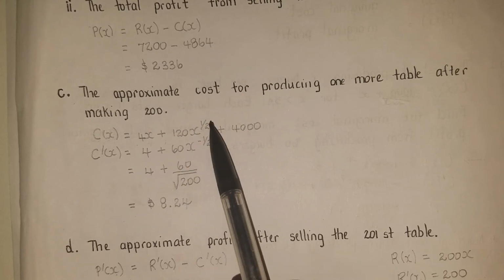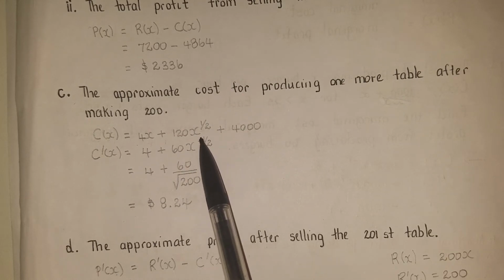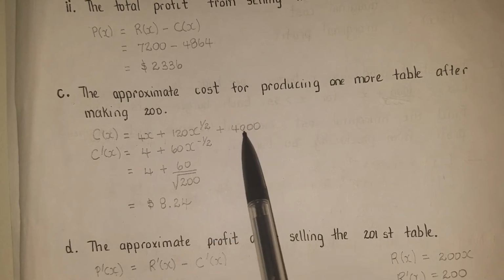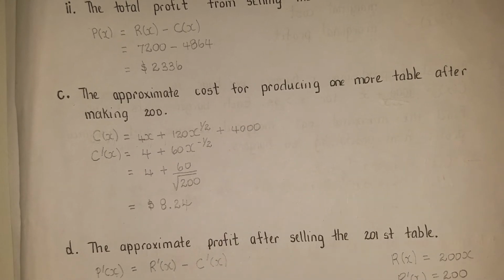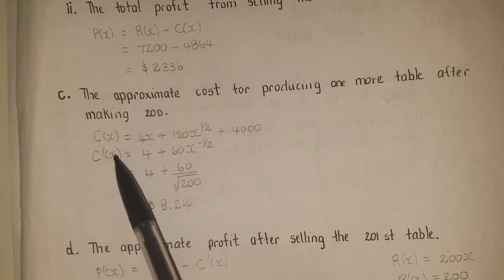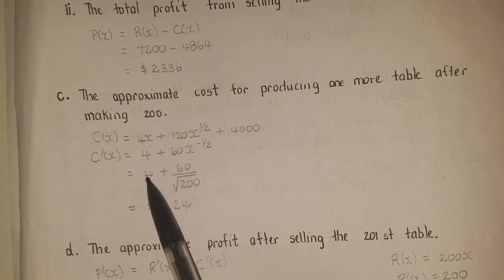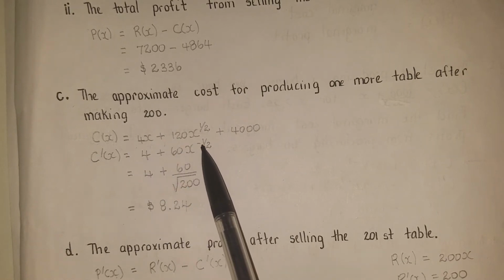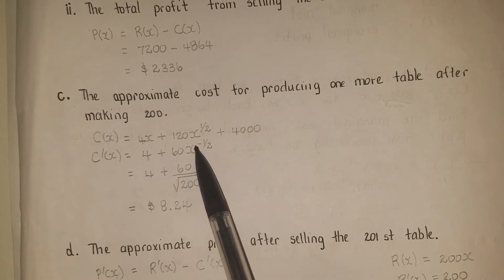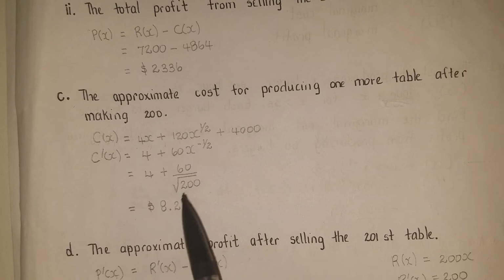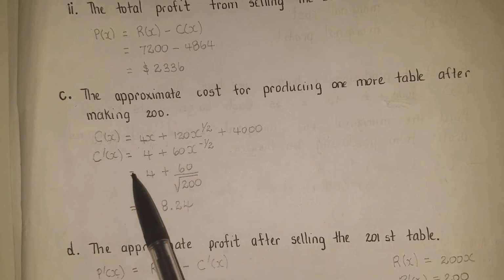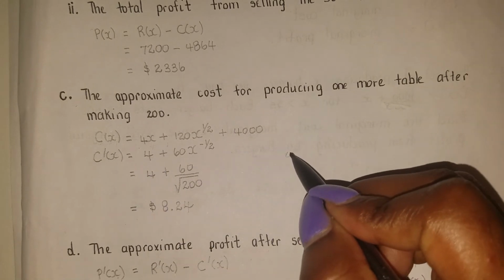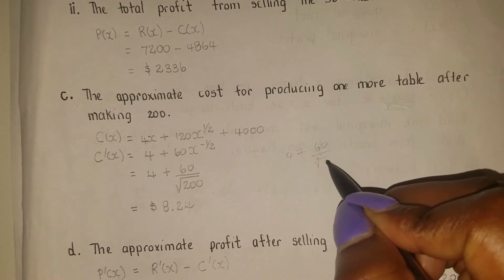Write back our x and subtract 1 from the power to get negative half. And differentiating this constant will simply be 0. So now we have our marginal cost function as 4 plus 60 over root x. This x to the negative half is the same as 1 over root x. So that's what we'll get for our marginal function, 4 plus 60 over root x.